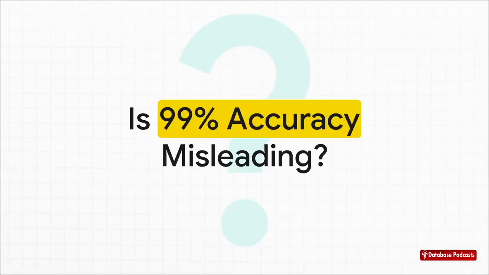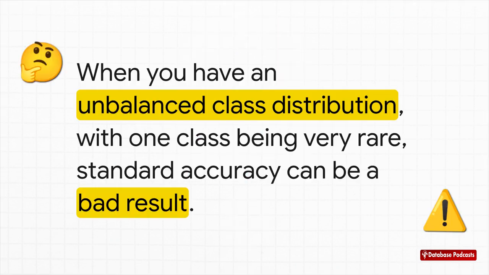Yeah, I know what you're thinking. 99% accuracy? That sounds amazing. How could that possibly be a bad thing? I mean, if a model is right 99 times out of 100, that's got to be a home run, doesn't it? Well, here's the thing. It all comes down to context.